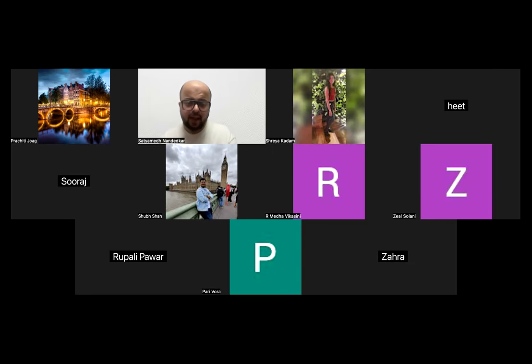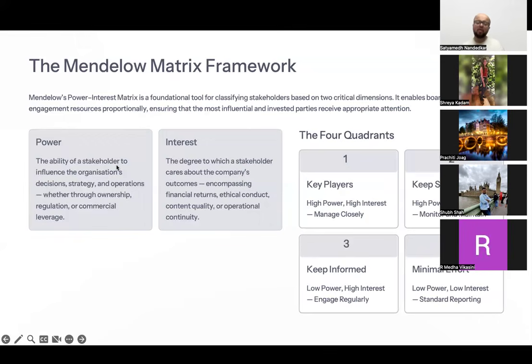Okay. And so depending on the amount of power they wield or the amount of control that they have, power and interest are the two parameters that help us to classify stakeholders into four categories. What is power? Power is the ability of a stakeholder to influence the organization's decision, strategy, and operations, whether through ownership, regulation, or commercial leverage. Like a holding company has the power to control the subsidiary because it has more than 50% shares of the subsidiary.